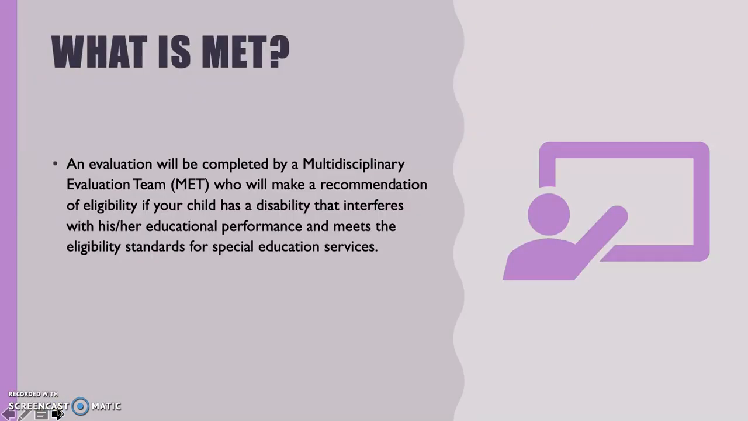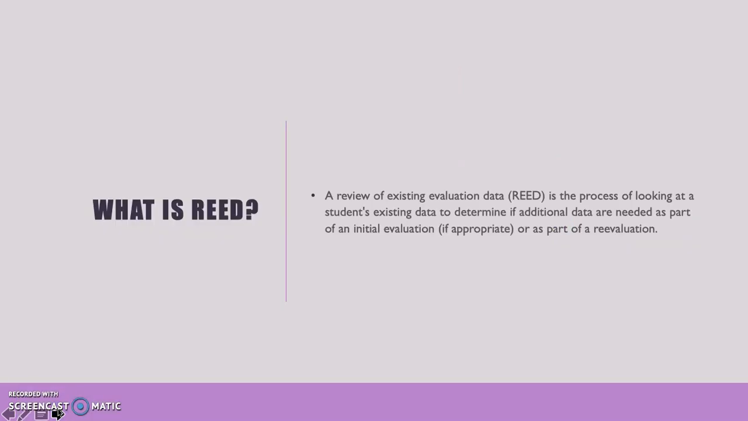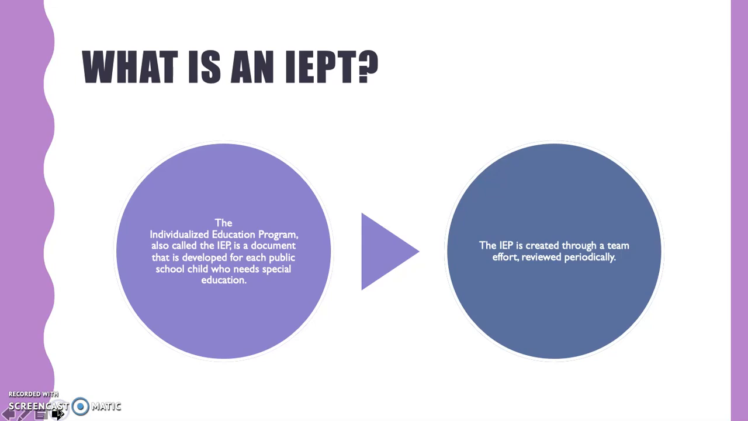What is MET? An evaluation will be completed by a multidisciplinary evaluation team who will make a recommendation of eligibility of a child with a disability that interferes with their educational performance and meets the eligibility standards of special education services. What is REED? A review of existing evaluation data is the process of looking at students' existing data to determine if additional data is needed as a part of the initial evaluation, if appropriate, or as a reevaluation.